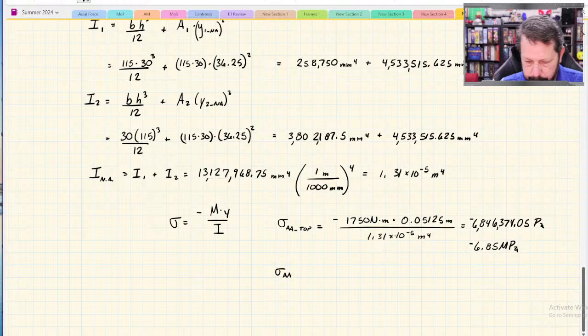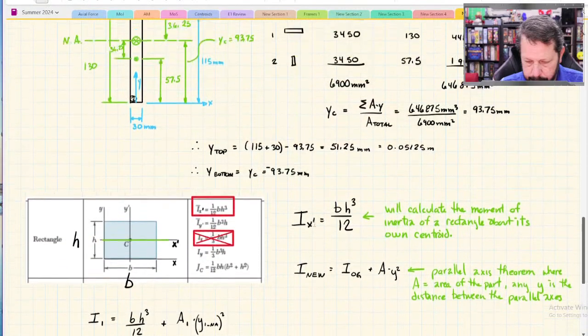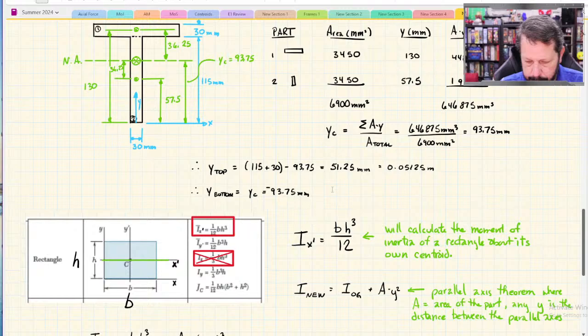Let's go ahead and do the bottom of the beam and see how we're doing. Sigma for section AA at the bottom of the beam is the same moment, negative from the equation, 1750 newton meters from the bending moment on section AA. Y from the neutral axis to the bottom of the beam is negative 93.9375.